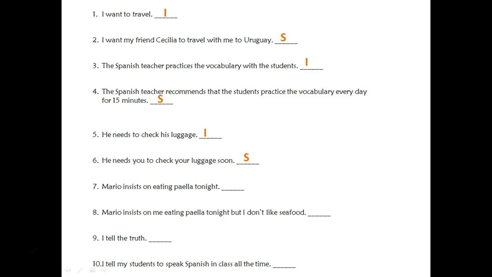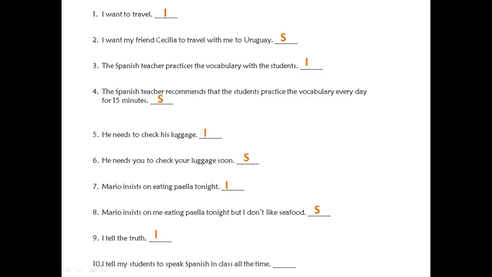Number 7, Mario insists on eating paella tonight. Is that indicative or subjunctive? There's only one subject, so it's indicative. Number 8, Mario insists on me eating paella tonight, but I don't like seafood. He's insisting. Subjunctive.